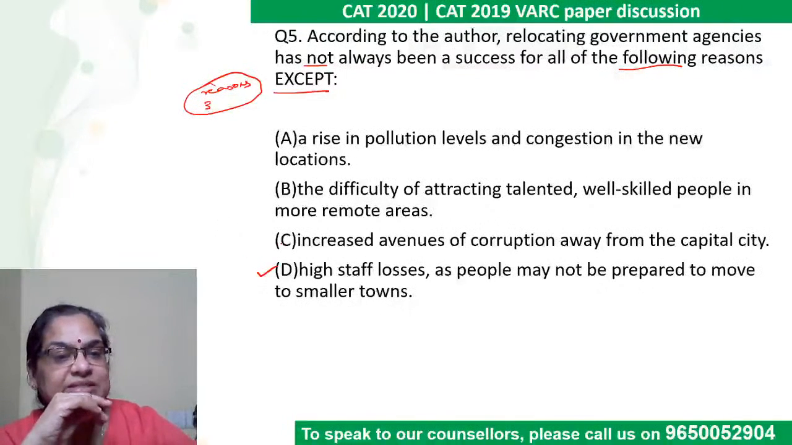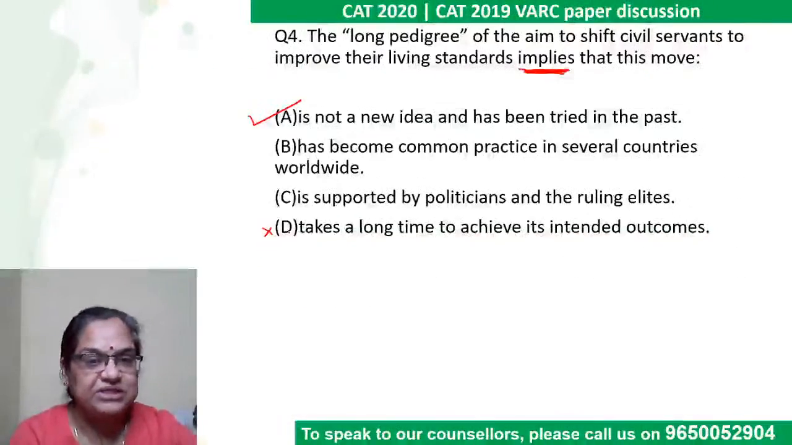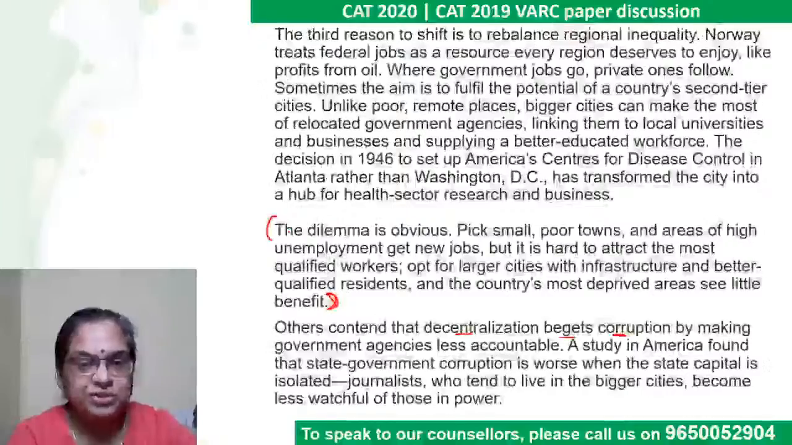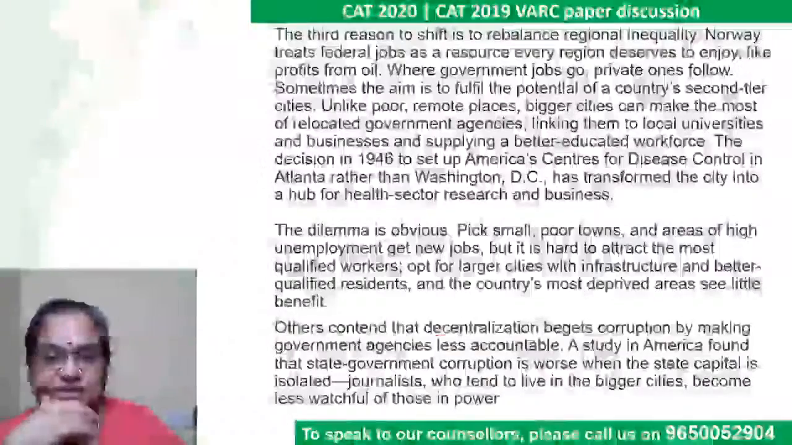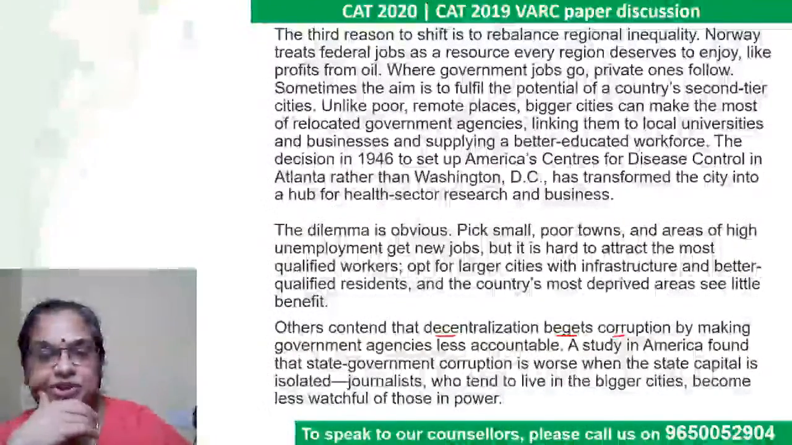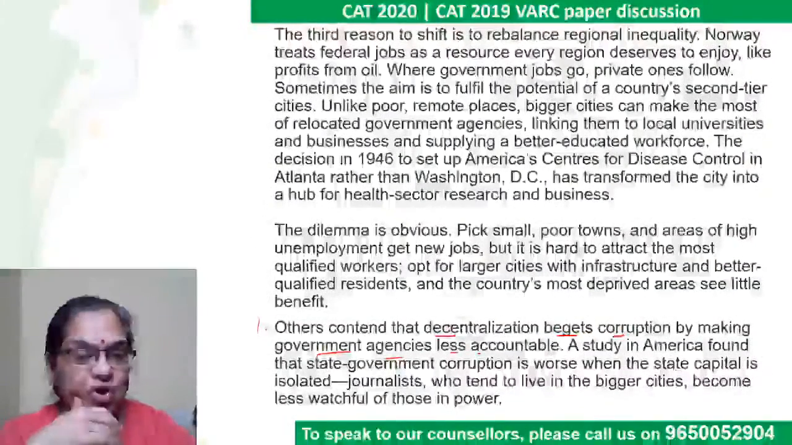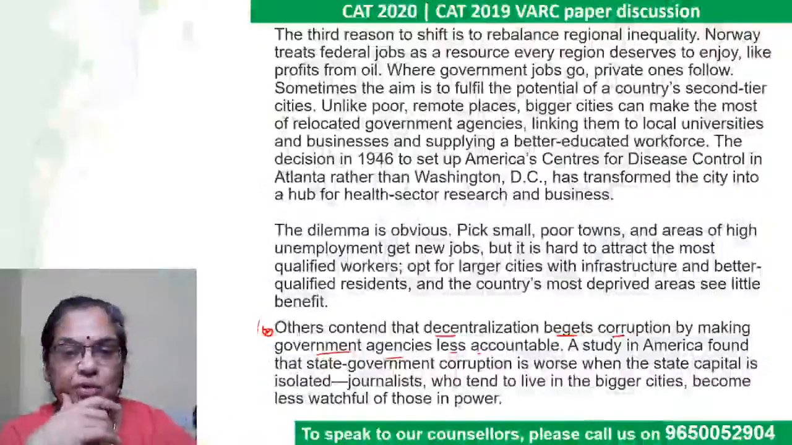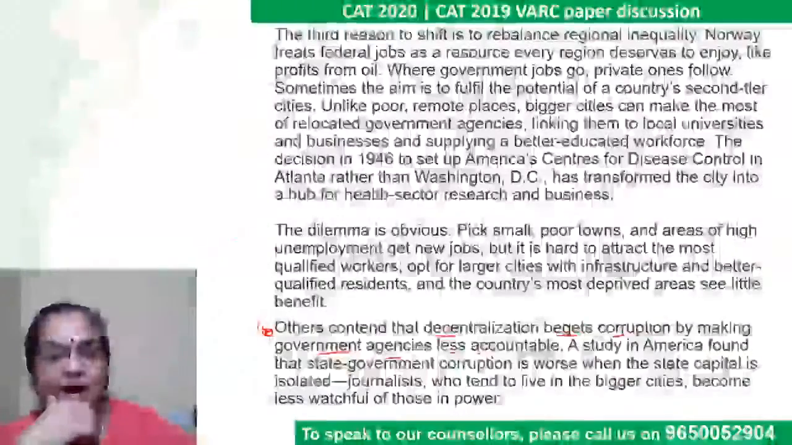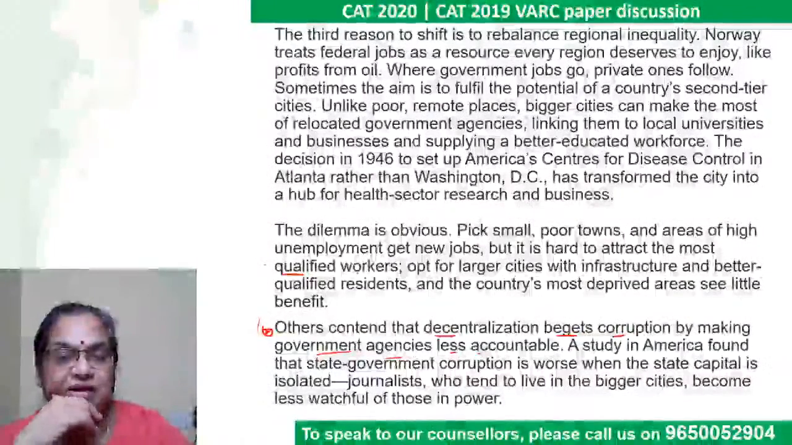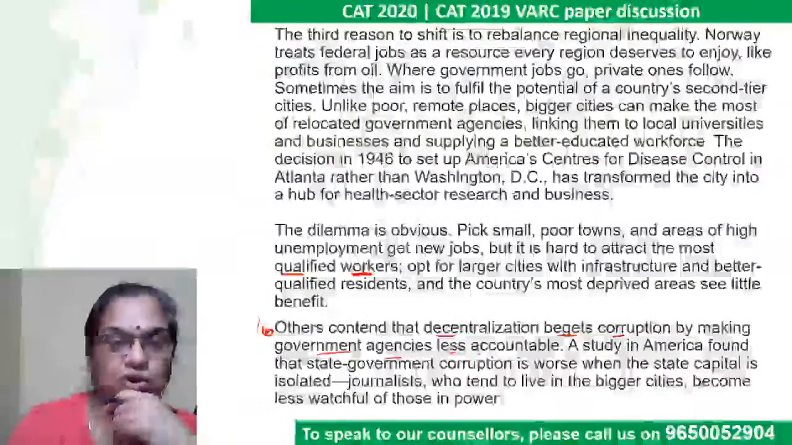Okay, next he's talked about increasing avenues of corruption away from the capital city. Where has he talked of corruption? Here: contrary to others, decentralization begets corruption by making government agencies less accountable. So he has talked about corruption, the second reason given in the option. Third one, areas of high unemployment, but it is hard to attract the most qualified workers. All right, so he's talked about that. He's talked about so many.